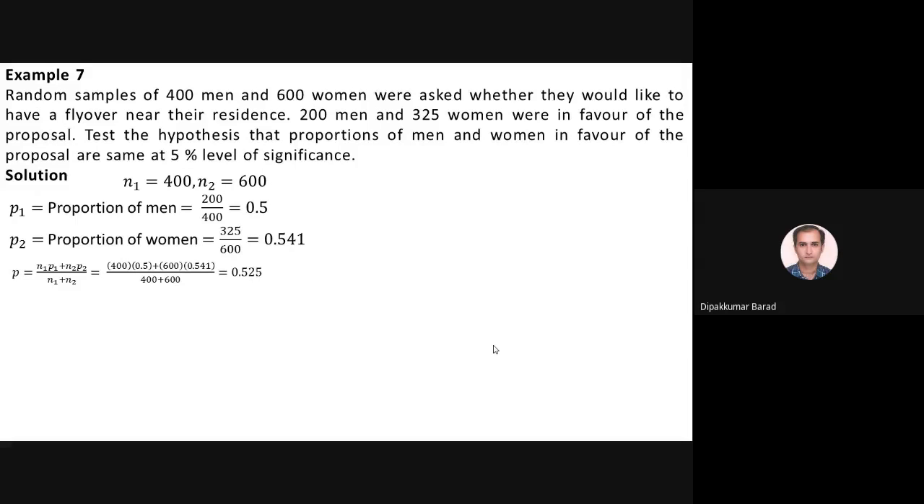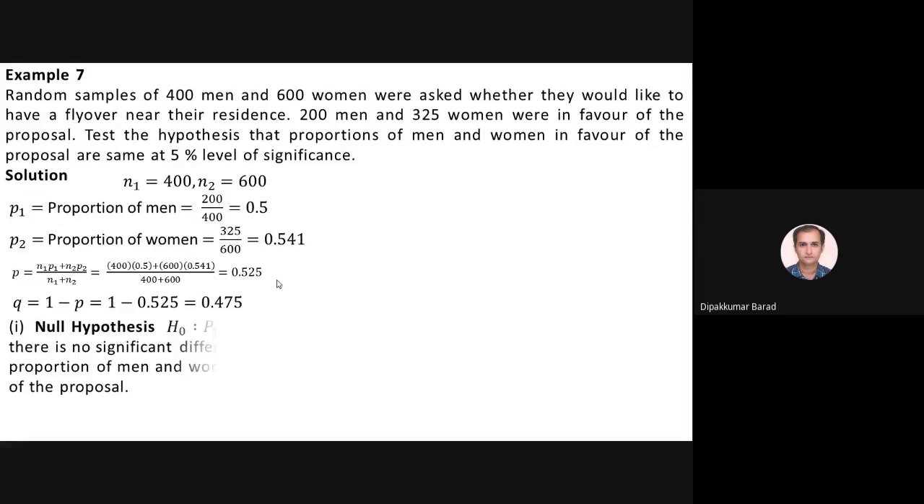So we can calculate here small p, which is n1 p1 plus n2 p2 upon n1 plus n2, and so I get 0.525. Here I have used the method of pooling. Once we get small p, find out small q, 1 minus small p, and so this is 0.475. Okay, now we have to set the null hypothesis.